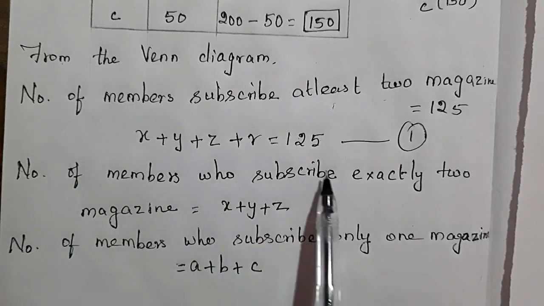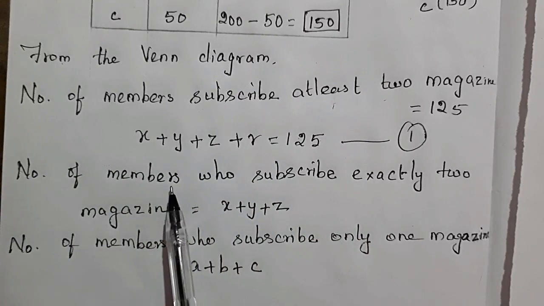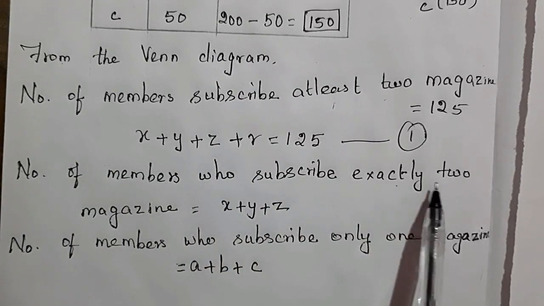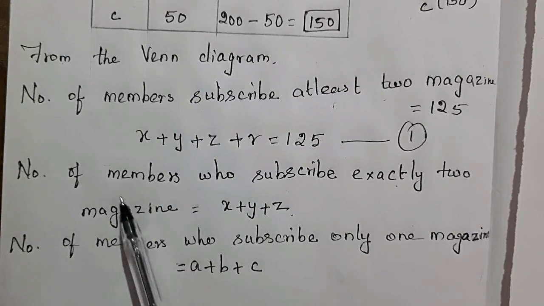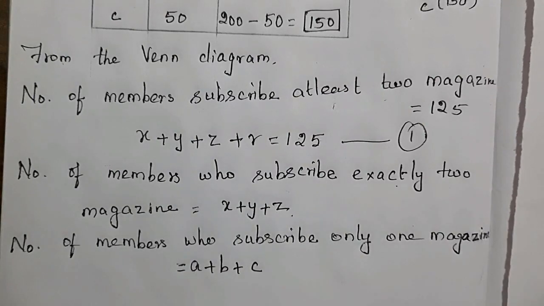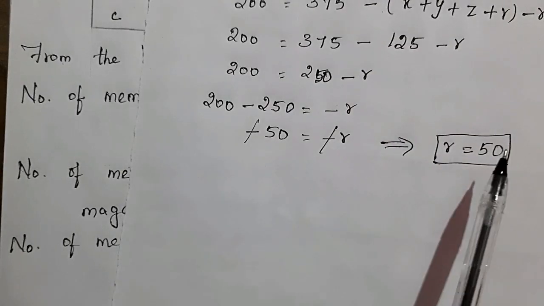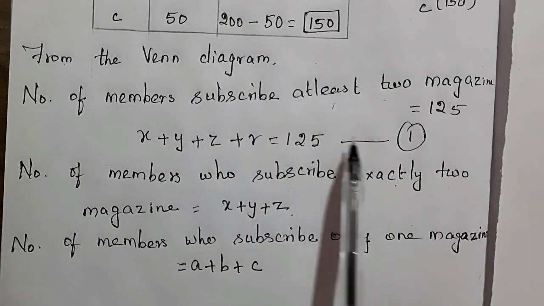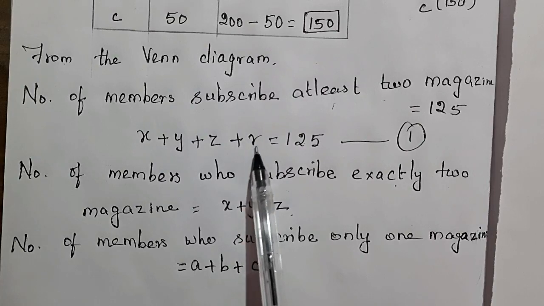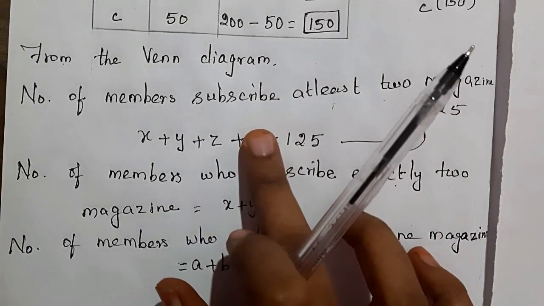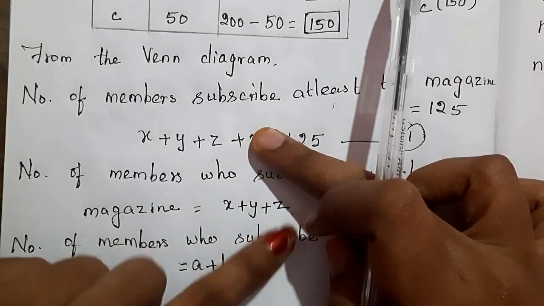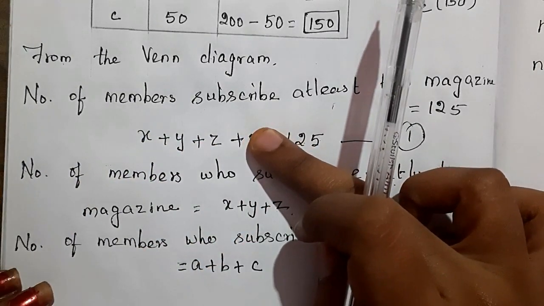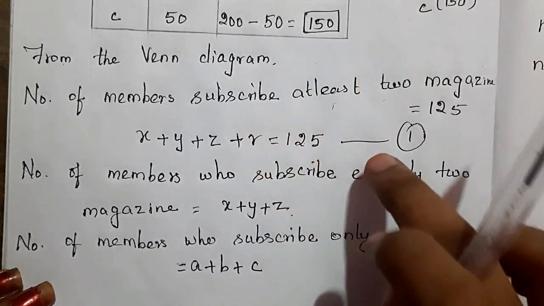This is the first part. We have to find the number of members who subscribe exactly to one magazine, which is x plus y plus z. So if we find x plus y plus z, that is the answer for the first one. Now we got the value r is 50. In equation 1, if you apply the value of r, so r is known, we will get x plus y plus z. We will get the answer for the first one.